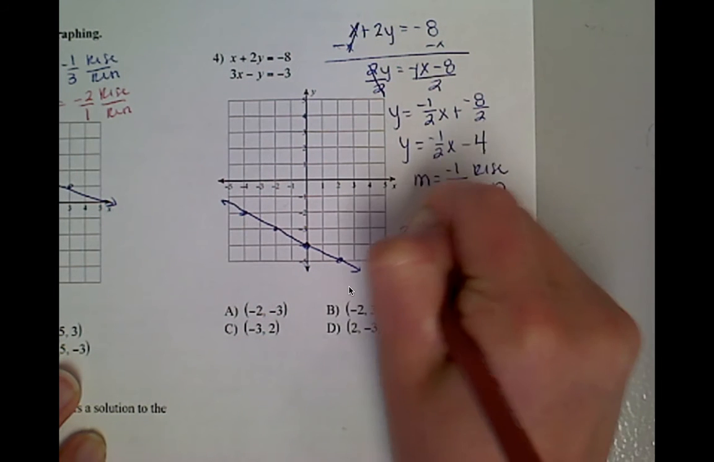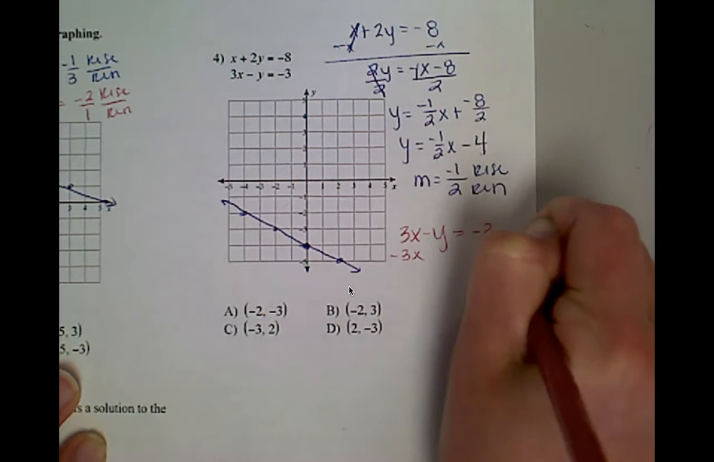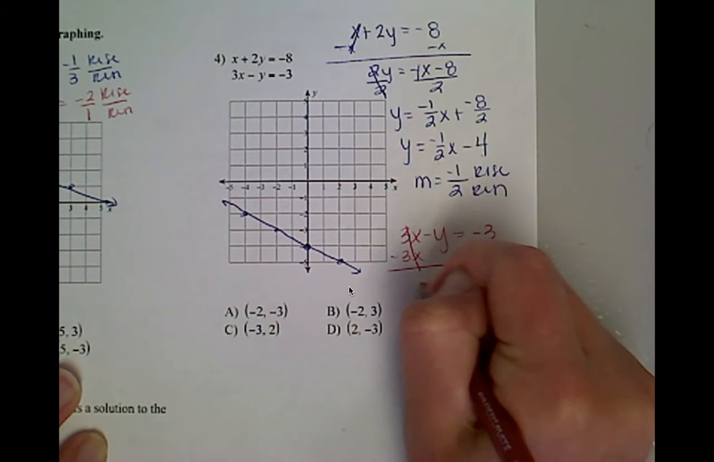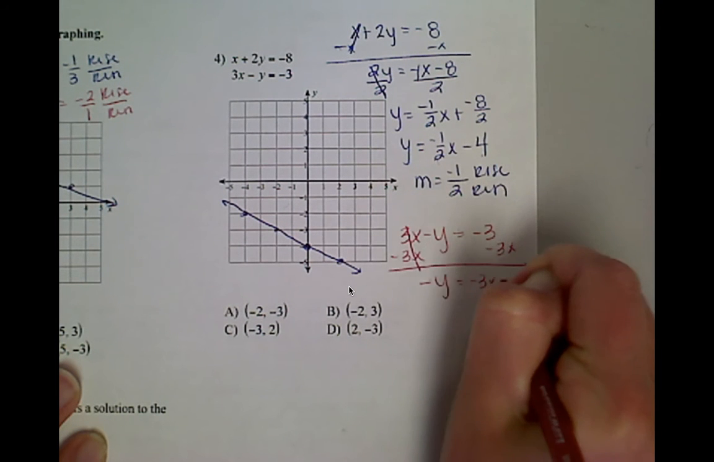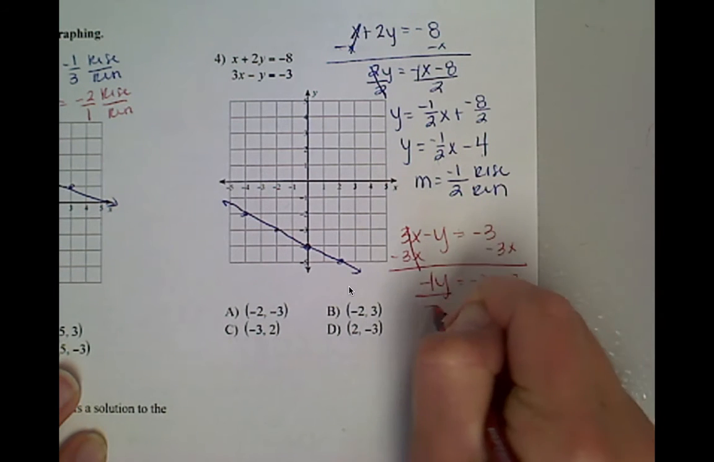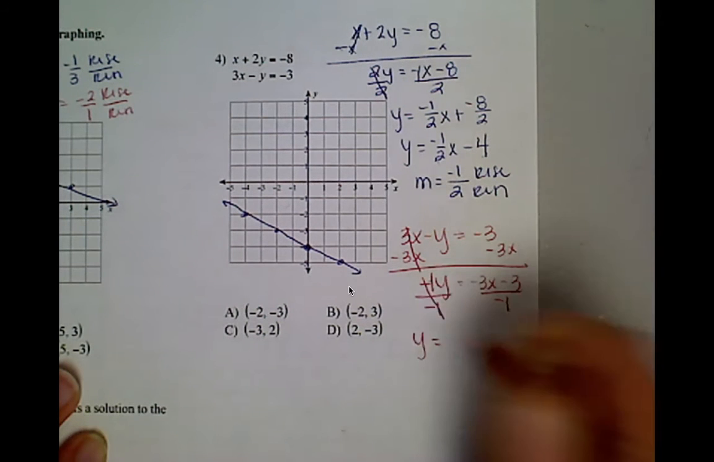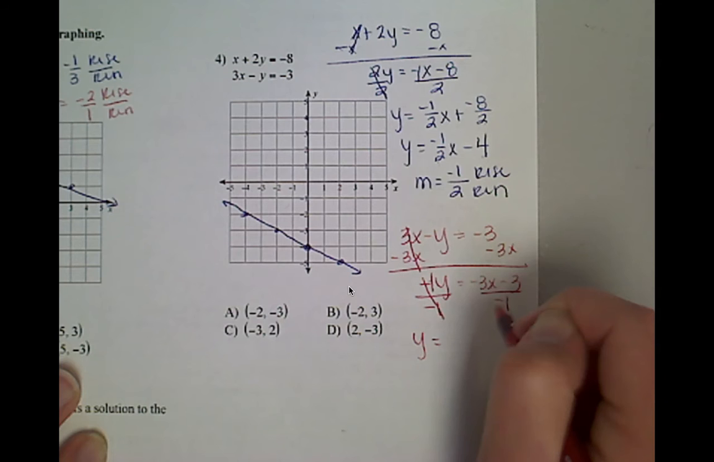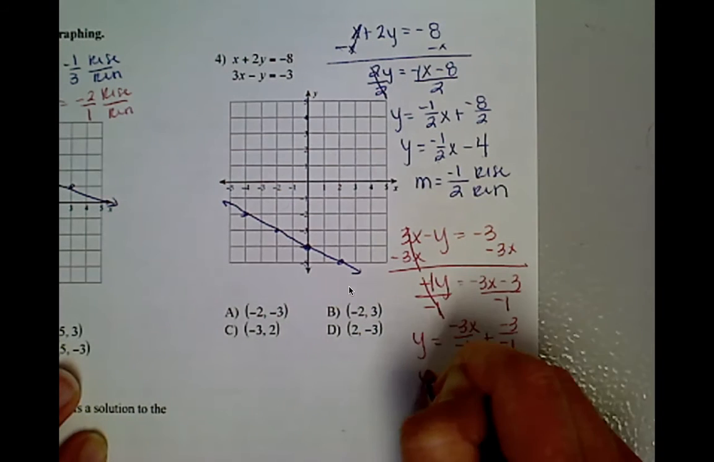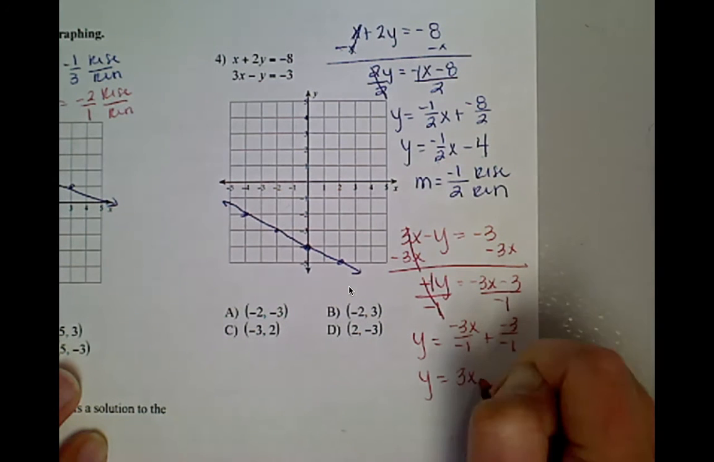Next one, 3x minus y equals negative 3. I'm going to subtract 3x, PEMDAS backwards, got to undo the addition or subtraction to y. Those cancel, you're left with negative y equals negative 3x minus 3. And there's an understood 1 in front of that y right there. So I'm going to divide by negative 1 to undo that multiplication. This cancels, you get y equals, rocket science now, negative 3x over negative 1 and negative 3 over negative 1. Clean it up. Negative divided by negative is a positive 3x. Negative divided by negative is a positive 3.